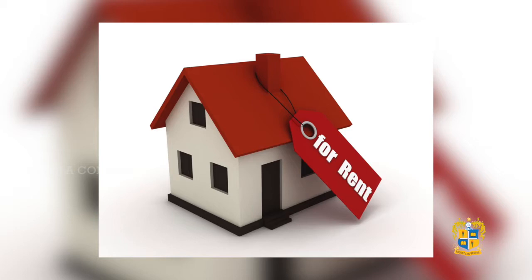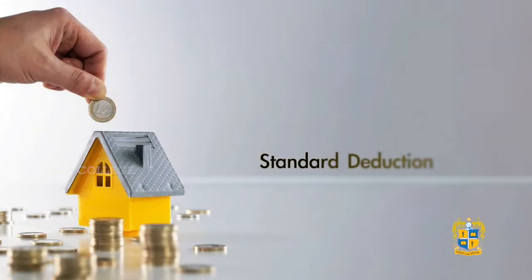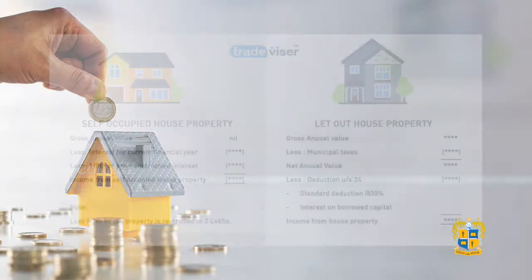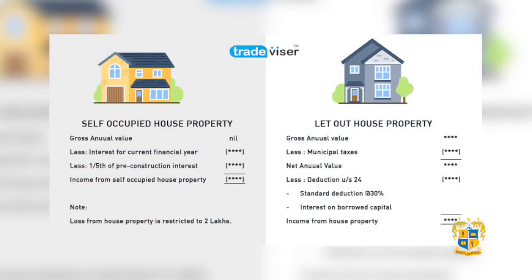Now we'll go through the standard deductions. There are two deductions which are deducted from house property. The first deduction is standard deduction. 30% of the value, that is of the full value, is deducted. Now this 30% will be availed only by a let out house and a deemed to be let out house, whereas a self-occupied house will not avail this standard deduction.